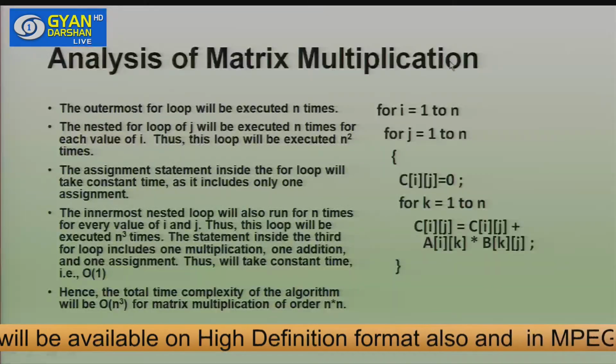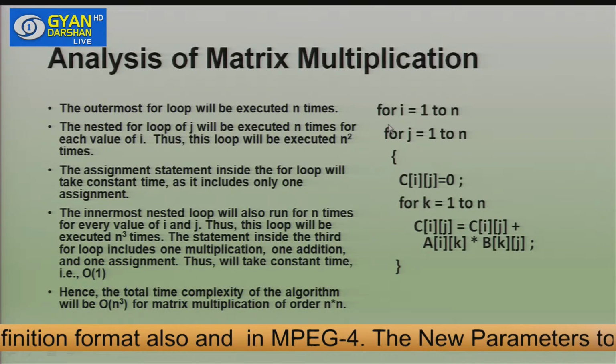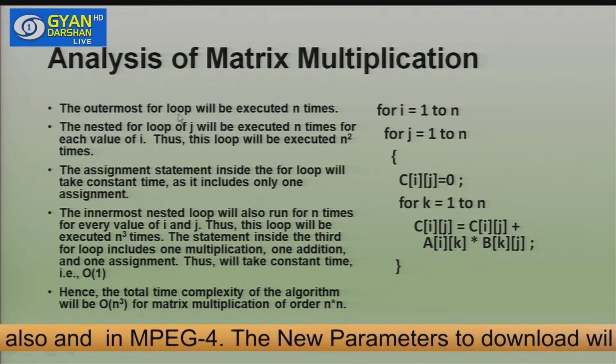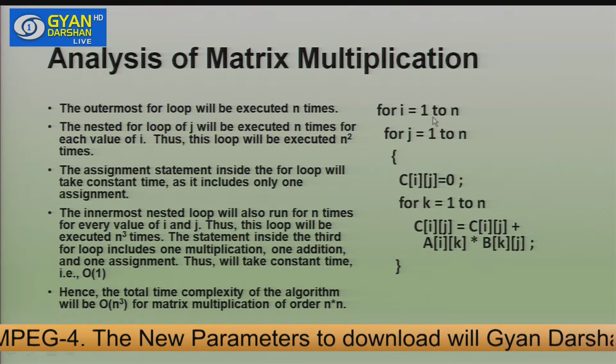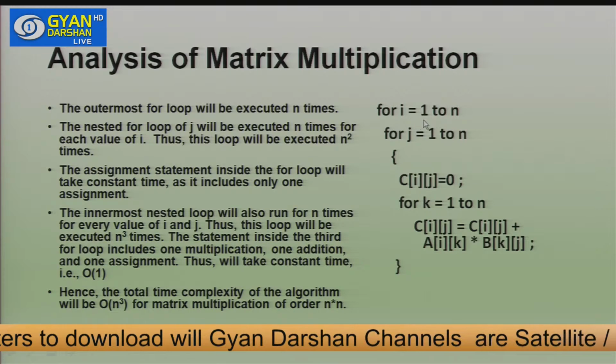Then what is the analysis of this matrix multiplication? How are we going to analyze it? Here there are 3 loops. The outermost loop will be executed n times, that's all. It's not going to be executed anything more than that.